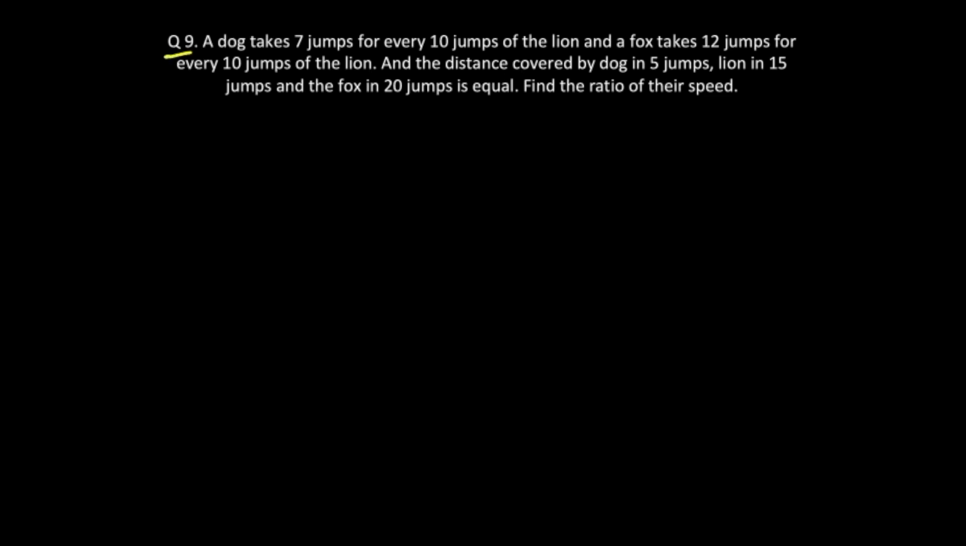So question number 9 talks about a dog takes 7 jumps for every 10 jumps of the lion, and a fox takes 12 jumps for every 10 jumps of the lion. And the distance covered by dog in 5 jumps, lion in 15 jumps, and the fox in 20 jumps is equal. Find the ratio of their speed.